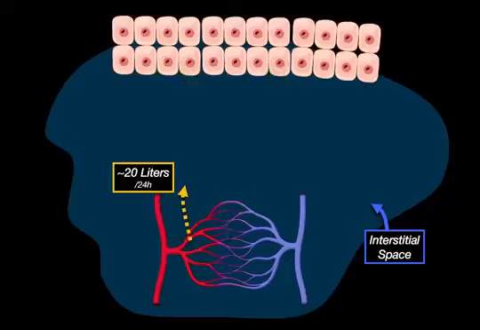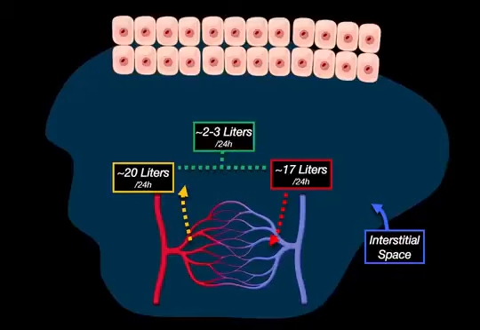Every day, about 20 liters of fluid move out of the capillaries and become part of the interstitial space between the cells. About 17 liters gets quickly reabsorbed back into the capillaries, but that leaves about 2 to 3 liters of fluid behind in the tissue each day.